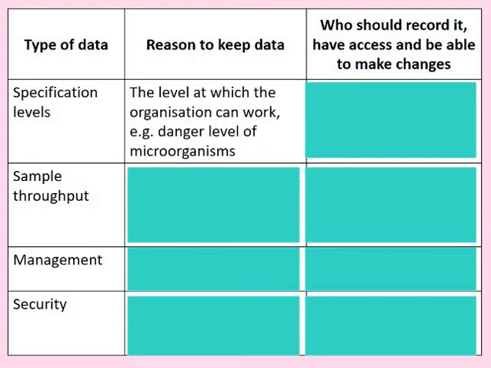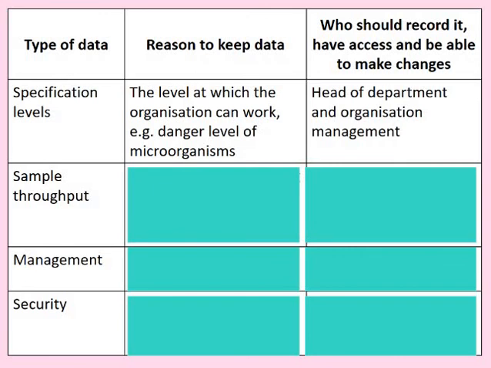So specification levels is the level at which the organization is allowed to work. For example, the danger level of microorganisms. We as a college can only deal with microorganisms that we know have been made safe, so they don't have any of their dangerous DNA, shall we say. So they've had the infectious part almost taken out. Whereas hospitals and university labs will be given a higher level of clearance, so that they can actually be working with live viruses and live bacteria and organisms that could cause a lot of damage. Information about that is kept by heads of department and organization management.